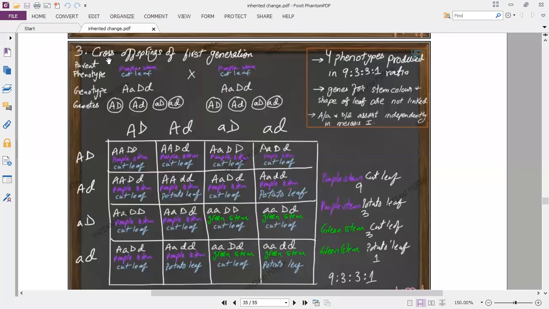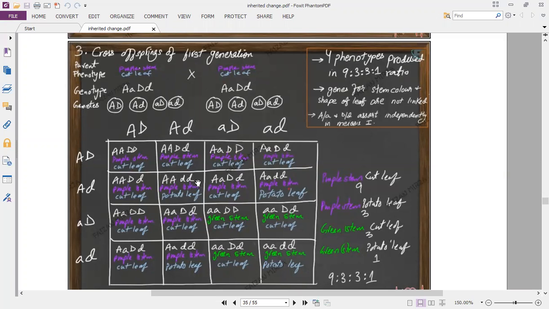To be certain about the independent assortment, a third cross can be performed. The crossing of the offspring, the F1 generation, together. You have purple stem and cut leaf offspring. You cross it with another of its own kind. Both will be capital A small a, capital D small d, and again the same condition in the other. These are genotypes. The gametes will be four of different kinds: the dominant A and D, a dominant A and a recessive d, a recessive a and a dominant D, both recessive a and d. You place them on the square.